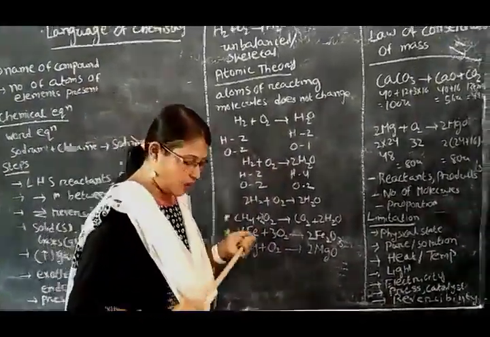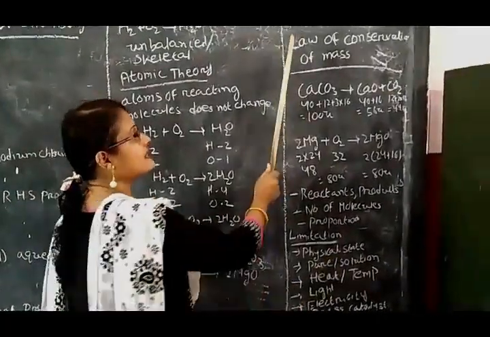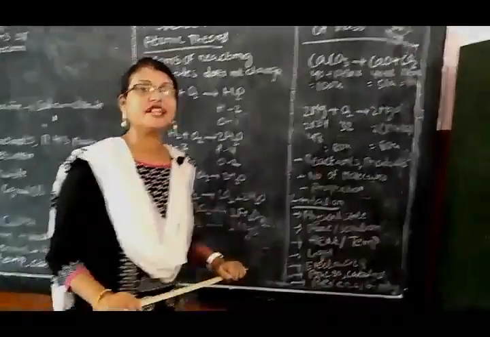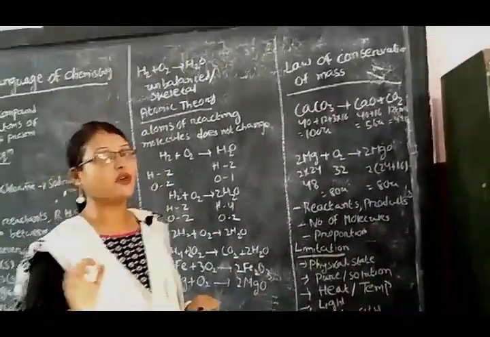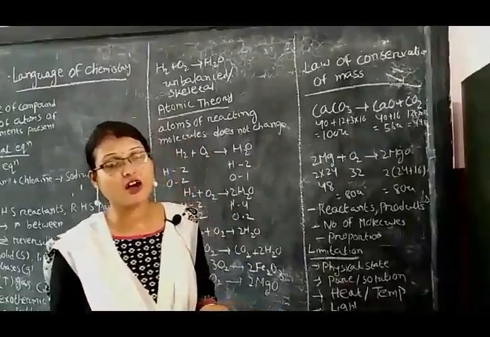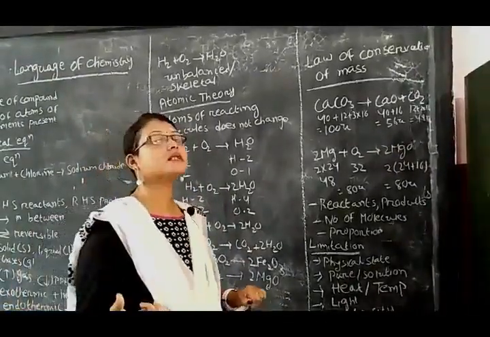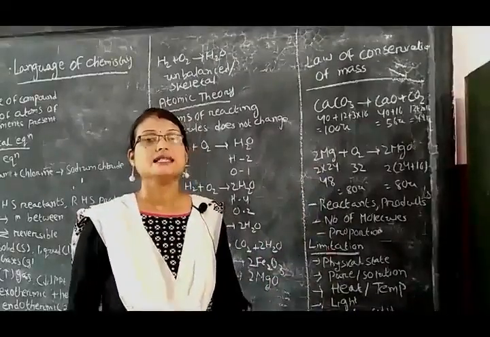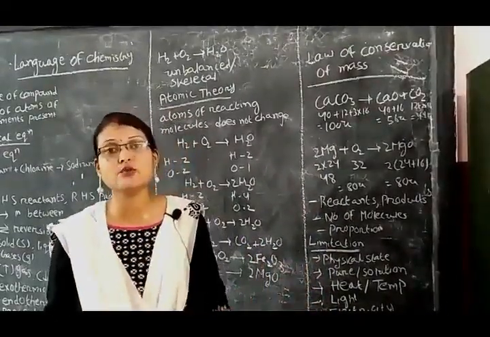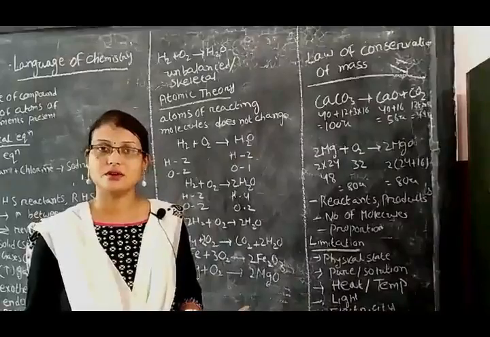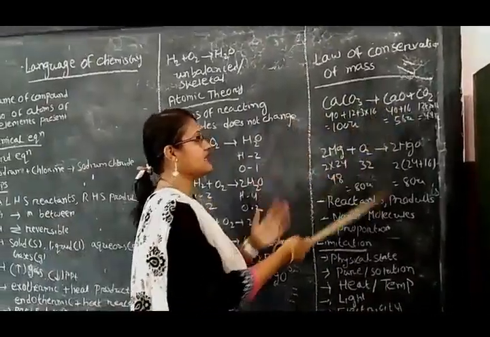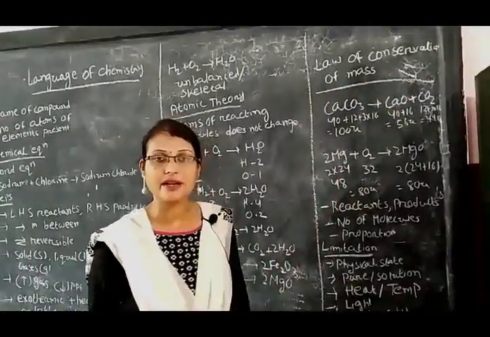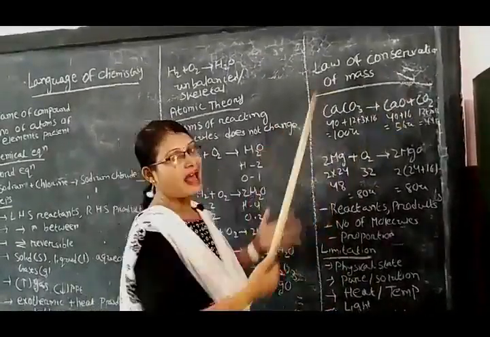Okay. Now the last part of your chapter is the law of conservation of mass. As I have already discussed, an equation should always be written in the balanced form. If an equation is written in a balanced form, then according to the law of conservation of mass, the mass of the reactant is equal to the mass of the product. We can give an example. See here, CaCO3, calcium carbonate, giving you calcium oxide plus carbon dioxide. This is in a balanced form.